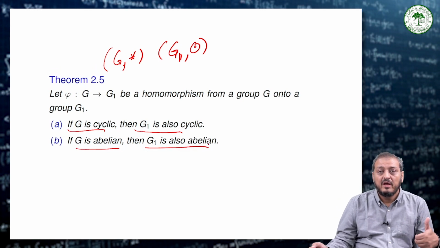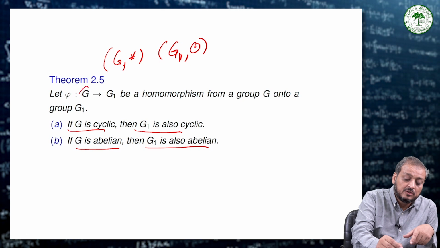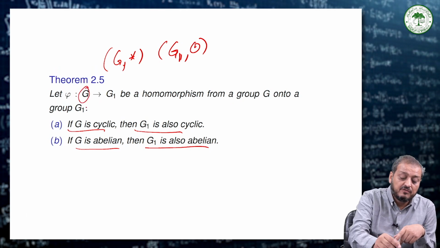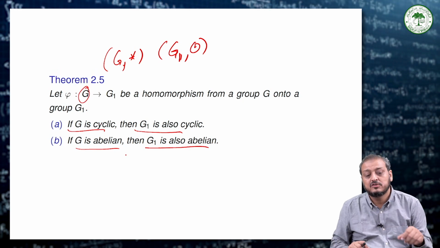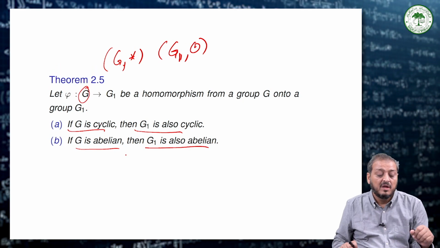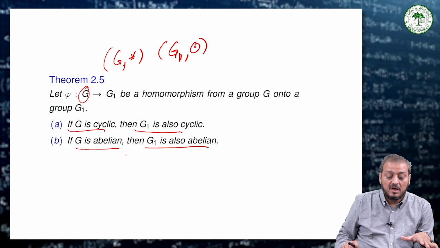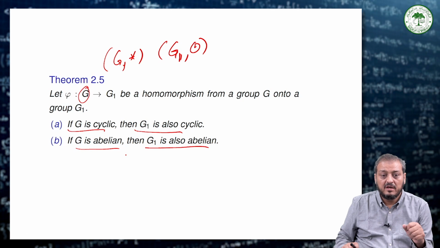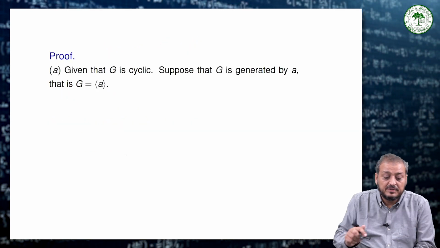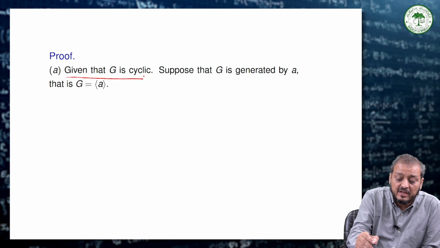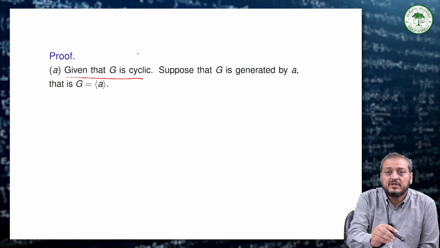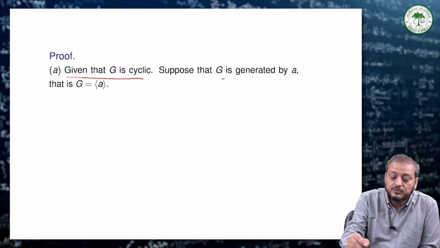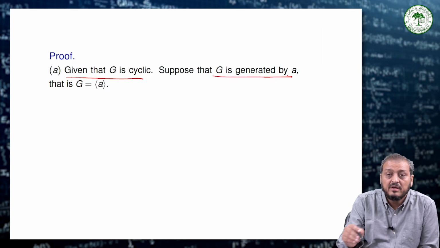If phi is from G to G1, and this group G is cyclic, then we have to say that G1 is also cyclic, and if G is abelian, then G1 is also abelian. So, let us start with the first condition: if G is cyclic, then G1 is also cyclic. Assume G is cyclic, which means it can be generated by some element, and suppose G is generated by a.